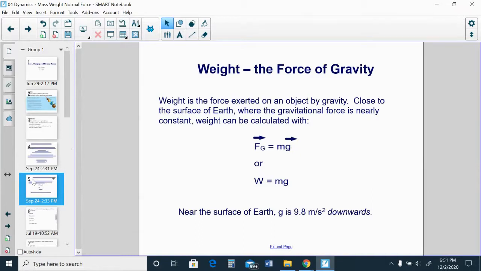Weight is the force exerted on an object by gravity. Close to the surface of Earth, where the gravitational force is nearly constant, weight can be calculated with the force of gravity equals mass times gravity, or weight equals mass times gravity. So near the surface of the Earth, g, or acceleration due to gravity, is equal to 9.8 meters per second squared downwards.